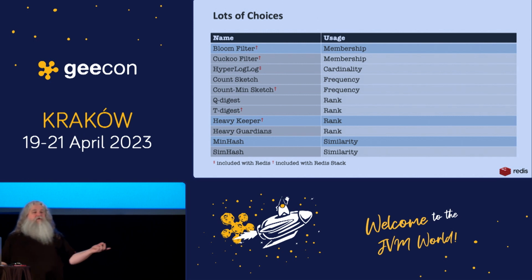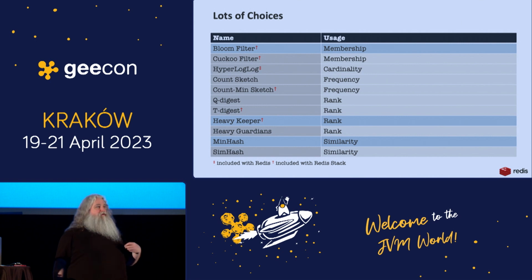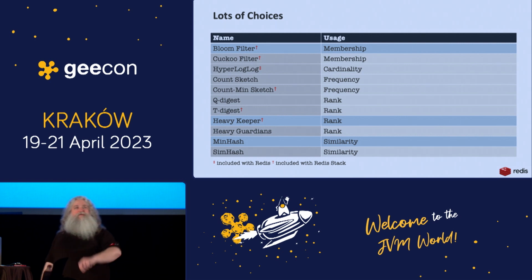Bloom filters will let you test for membership. So you can add things to a Bloom filter, and you can say, is the thing in the Bloom filter? And it will say no or probably. That sounds great, doesn't it?